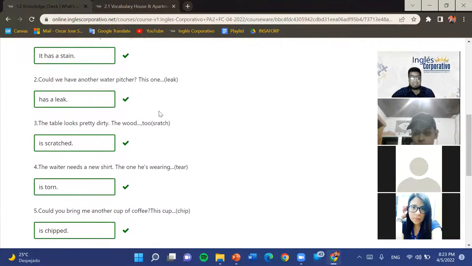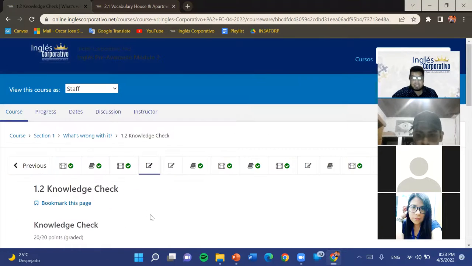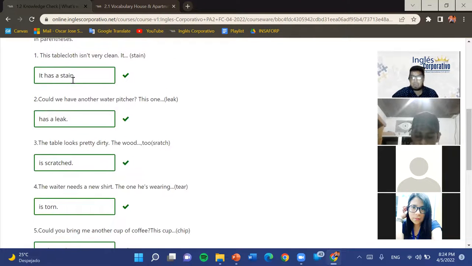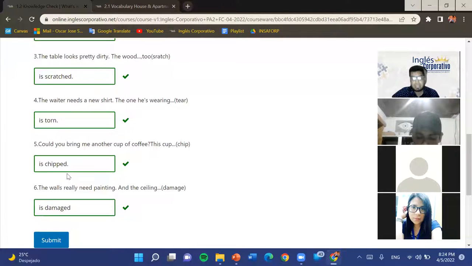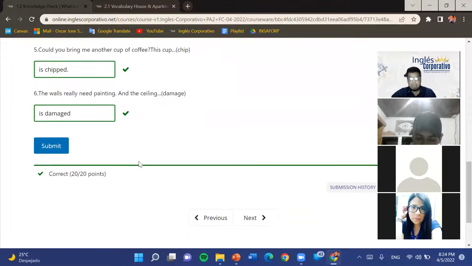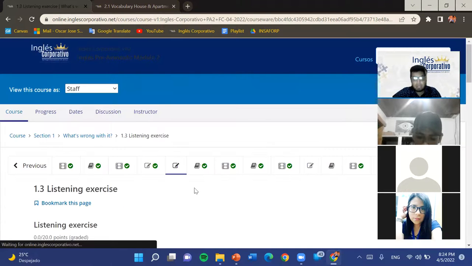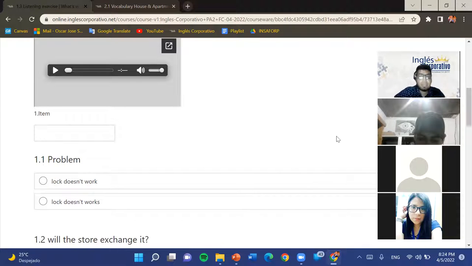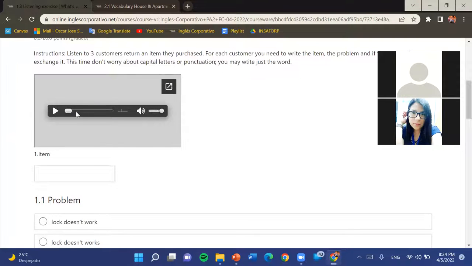Okay, so there we have it. So those are the proper answers for this exercise. It's 1.2 in the first section, and it will be, it has a stain, has a leak, is scratched, is torn, is chipped, or is damaged. Very nice. Thank you very much, guys. Now we're going to move on to the next one. Remember, we do this just in case we have had any issues, any problems when we were solving them, and now we can clarify how the proper answers were supposed to look.